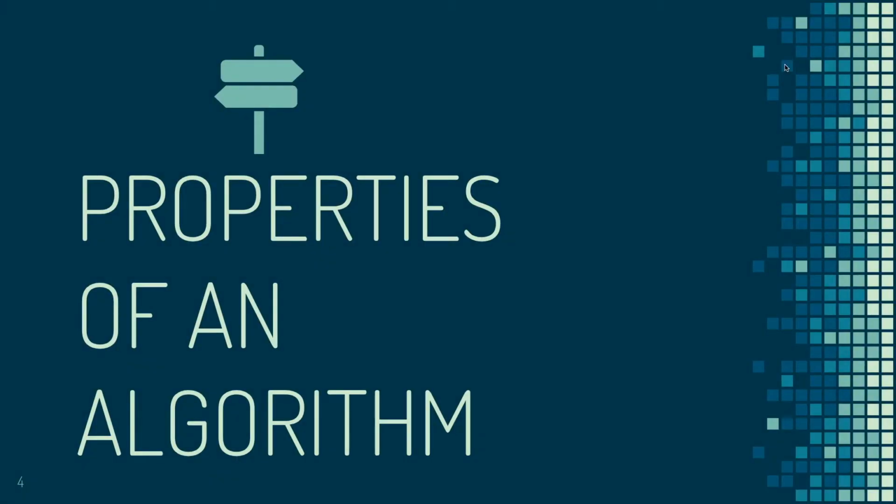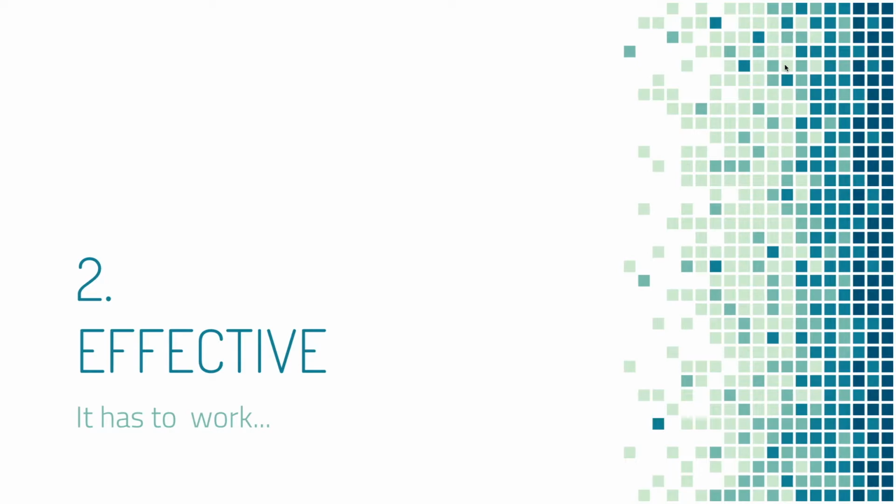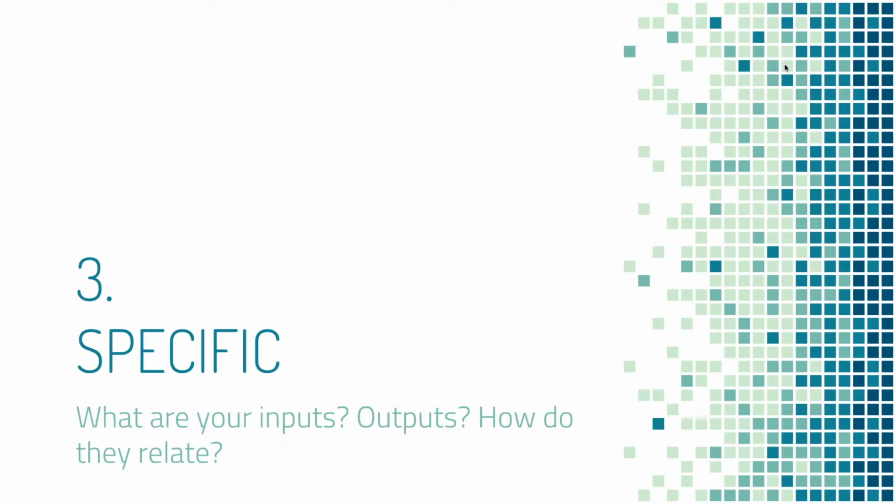So algorithms have a couple of properties. One is that they're really detailed. If you have an algorithm or even a recipe that doesn't tell you all of the details of how to make your favorite chocolate chip cookies, it's not a very good recipe. And similarly, an algorithm that doesn't tell you exactly what needs to be done is not a very good algorithm. Obviously, an algorithm needs to work. If it doesn't solve a problem, if it doesn't actually do what you want it to do, not a very useful algorithm at all.